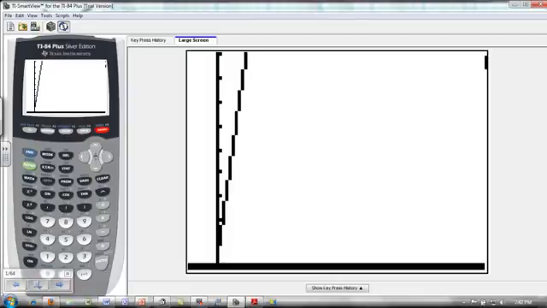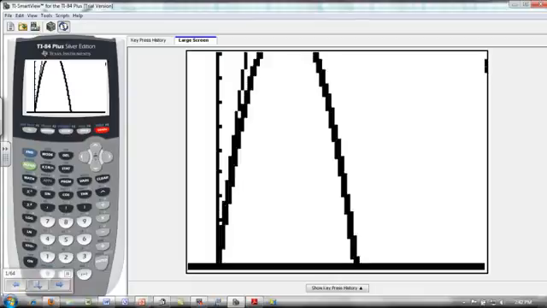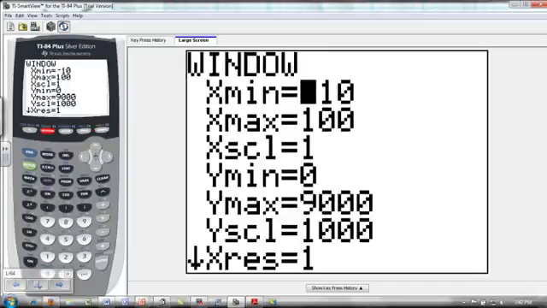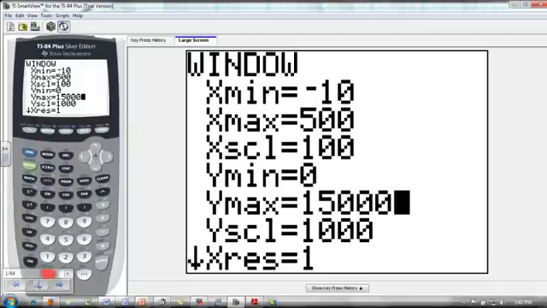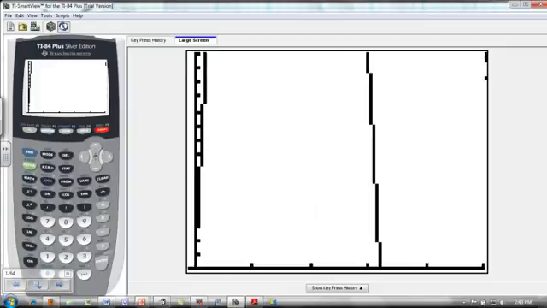Here's the moonshot. I made my X max 100. Well, certainly if we're going to do the moon stuff, the moon stuff didn't come back down. So we're going to go 500, and let's go step at 100. The moon stuff still went too high. So where do you want to go? 15,000? Okay, well at least the moon stuff came down.